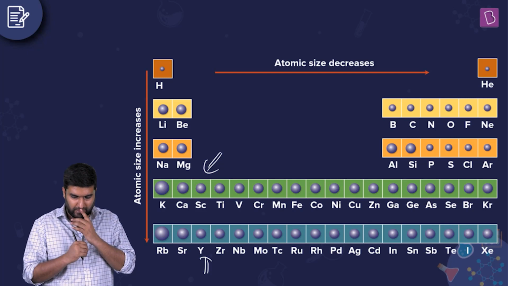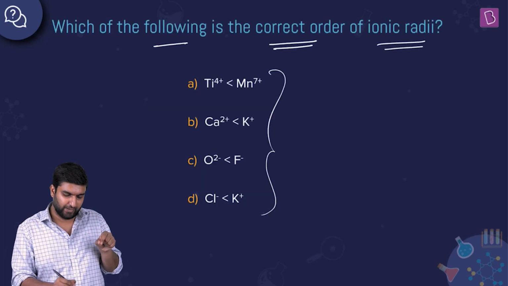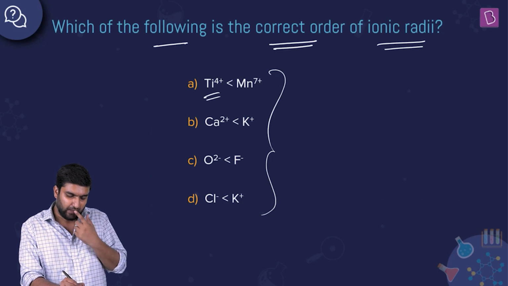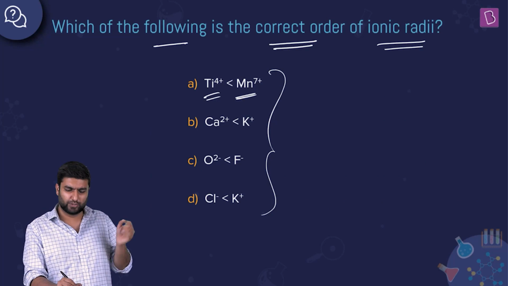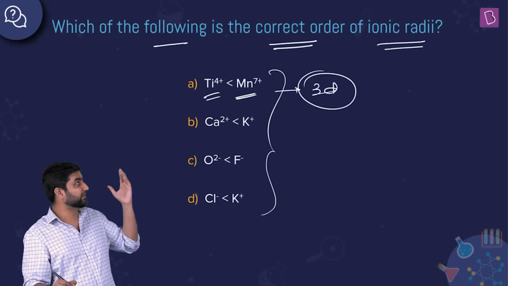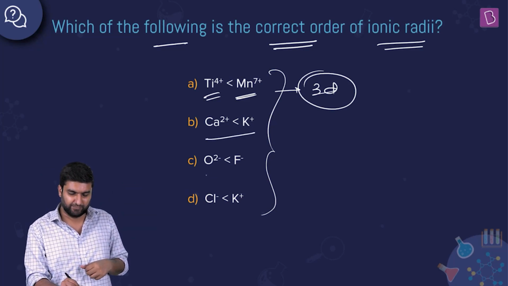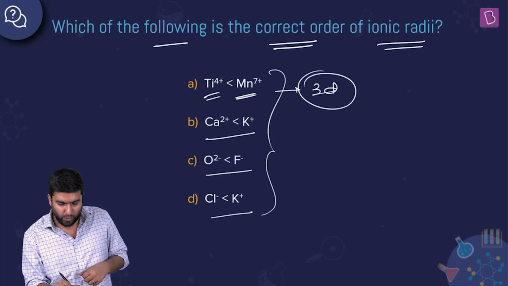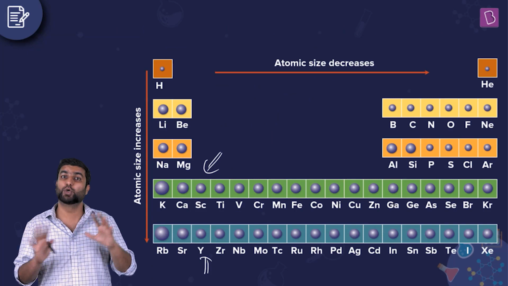Okay, cool. Apart from that, if we go back and take a look, we have titanium and we have manganese, which belong to the 3d series, not with the charge, without the charge, right? We have calcium, potassium, we have oxygen, fluorine, chlorine. So all of these are covered here. So yeah, this will do.